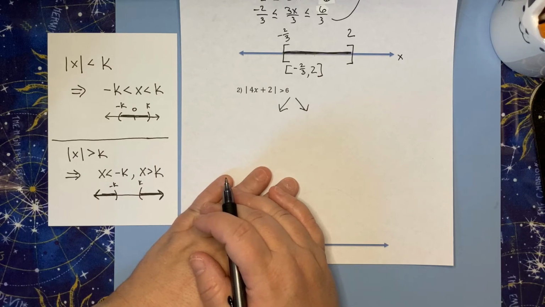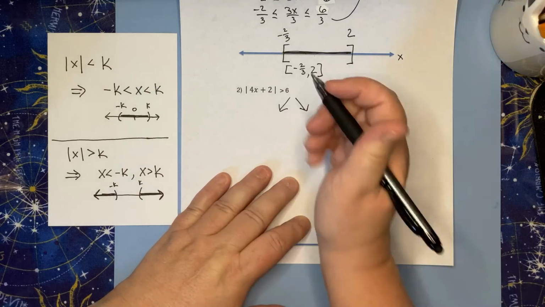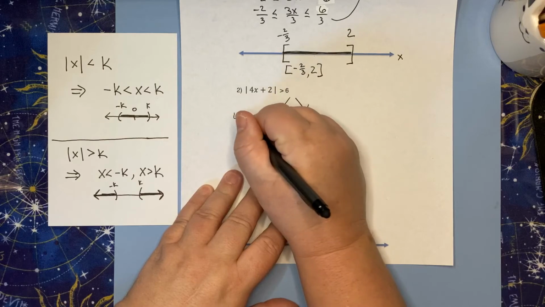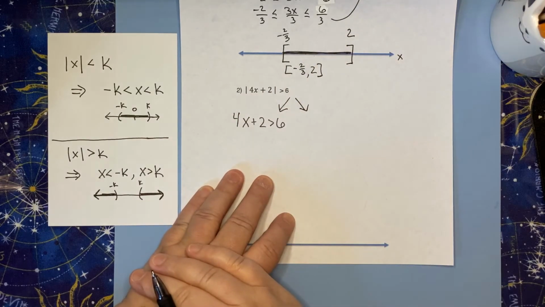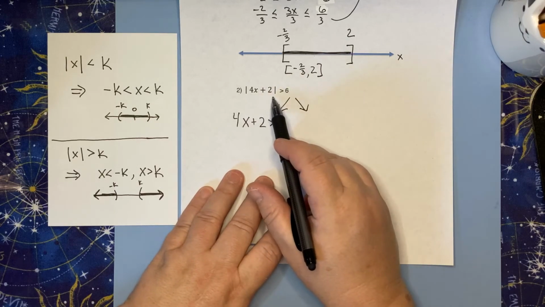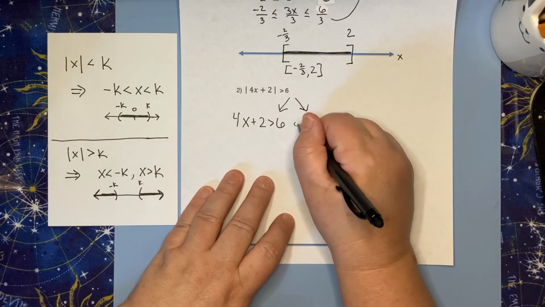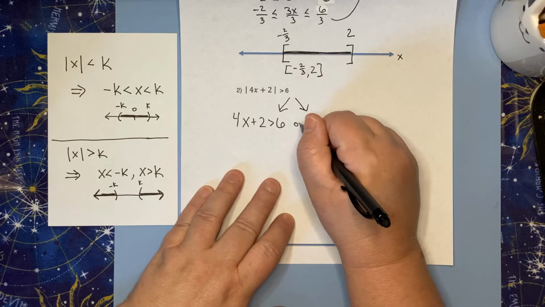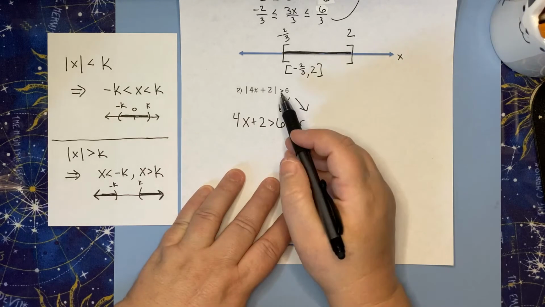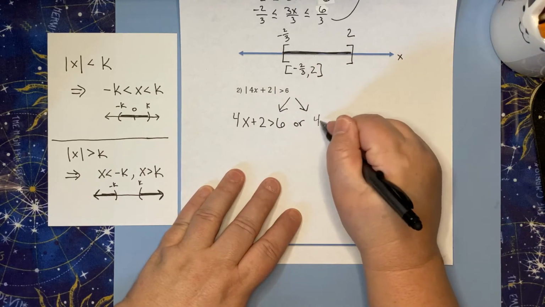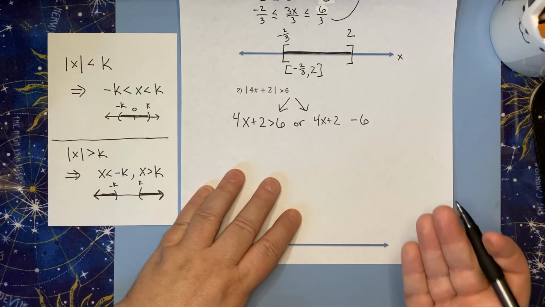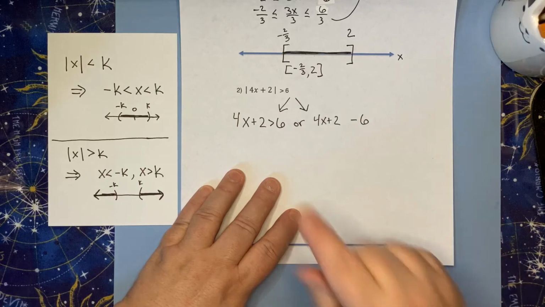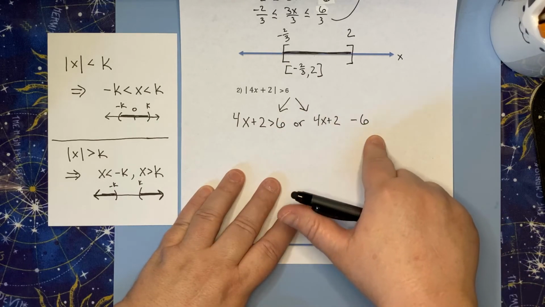So the good news is the first piece of it looks just like an equality. You just drop the absolute value. So you write 4x plus 2 is greater than 6. And then you also have 4x plus 2 and negative 6. Now, so far, this looks just like an equality. You've got the positive 6 and the negative 6.